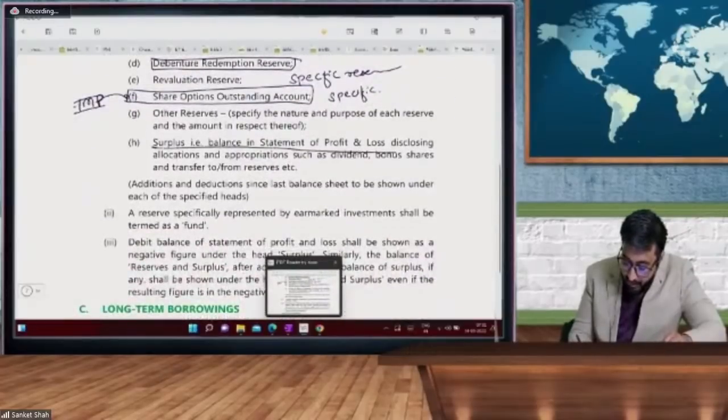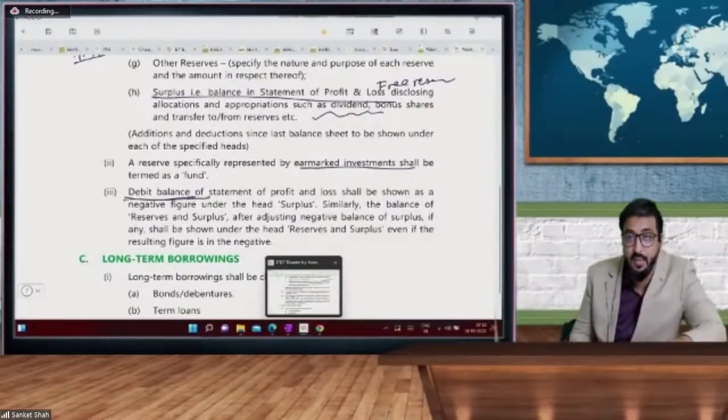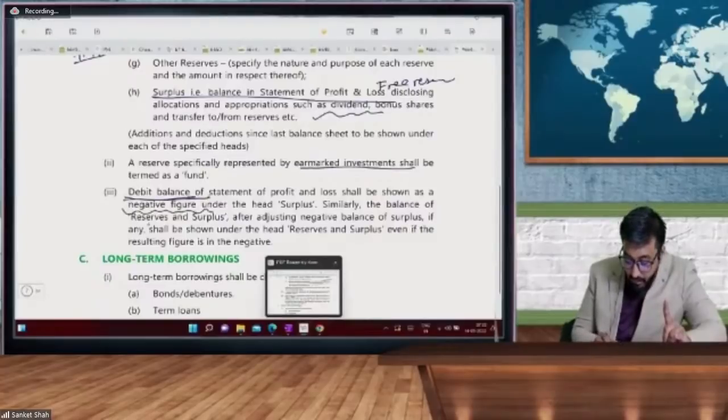Surplus in P&L is a free reserve for allocation of dividend. A reserve specifically represented by earmarked investment. And remember, if there is a debit balance, it means loss. A debit balance you don't present under the head asset, but it's a negative figure from the reserves and surplus.